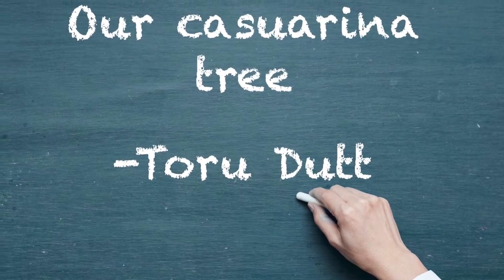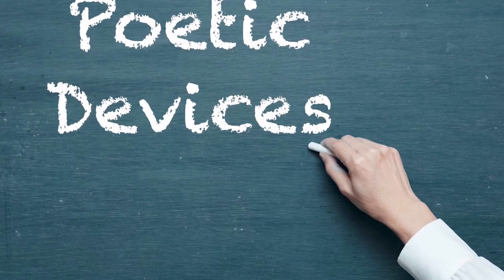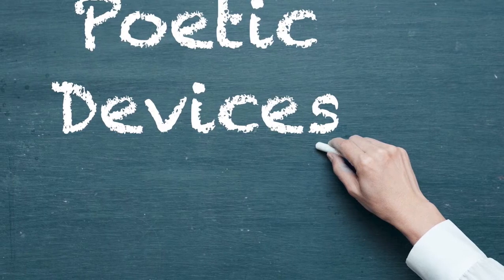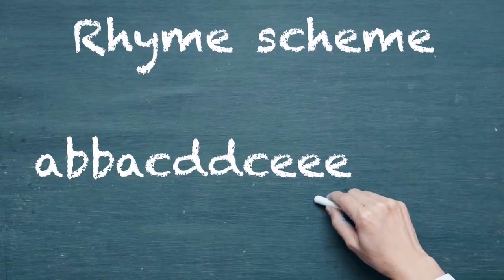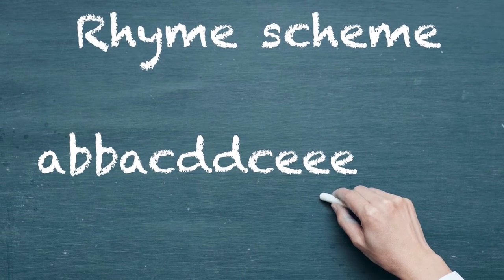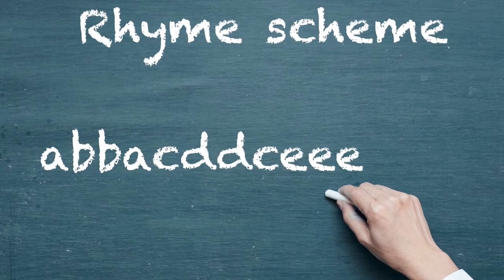In the first part, we saw the summary of the poem Our Casuarina Tree. This is the second part. Here, we will discuss the figures of speech used in the poem. First, we will look at the rhyme scheme used in this poem. The rhyme scheme is A, B, B, A, C, D, D, C, E, E, E.